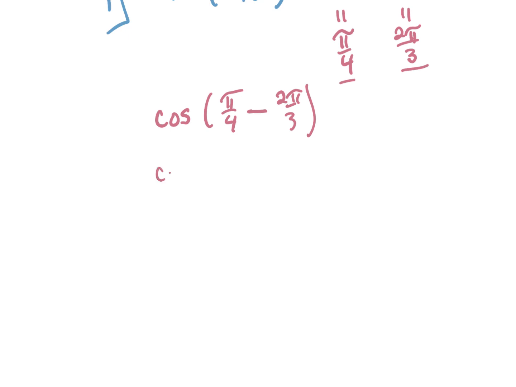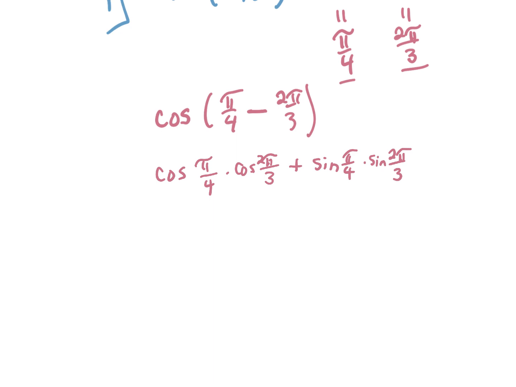So from the formula, we know we're going to do cosine of pi over 4 times the cosine of 2 pi over 3. And then because it's minus here, it's going to have to be plus here. So now it's going to be sine of pi over 4 times the sine of 2 pi over 3. All right, you do have to be careful with your positive and negative signs.